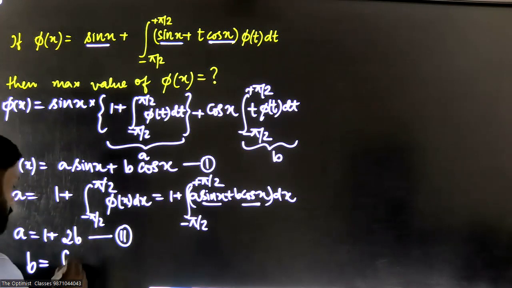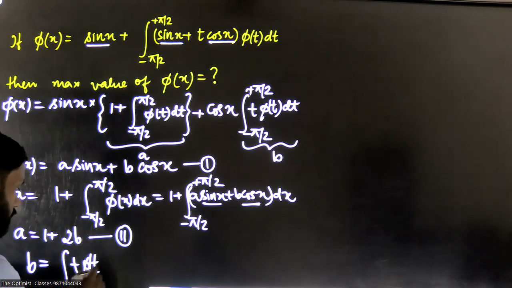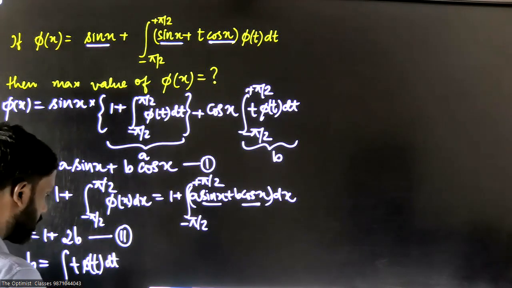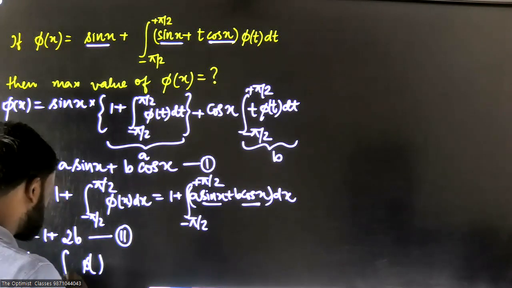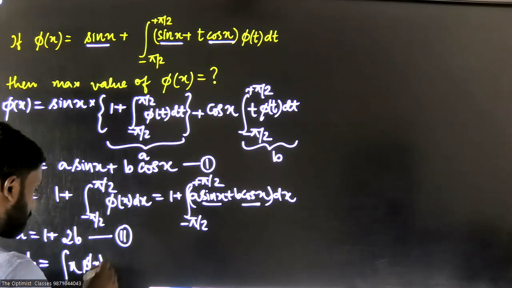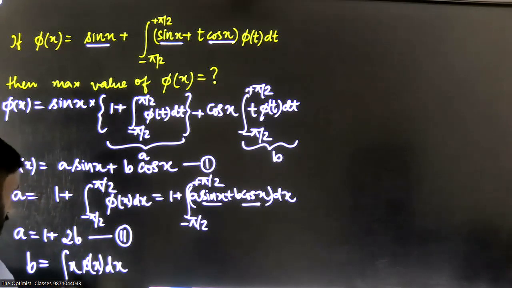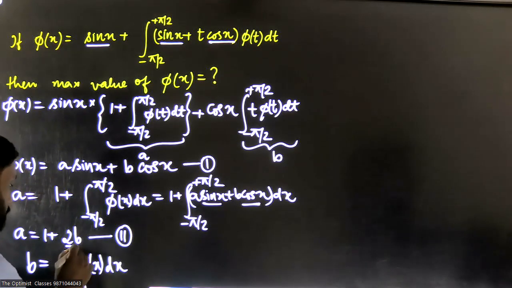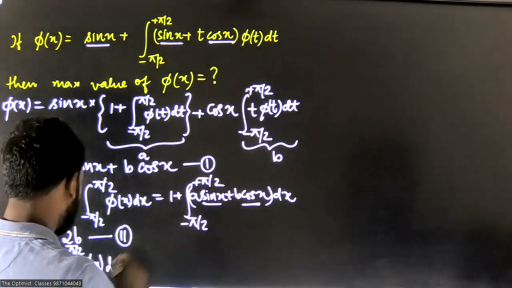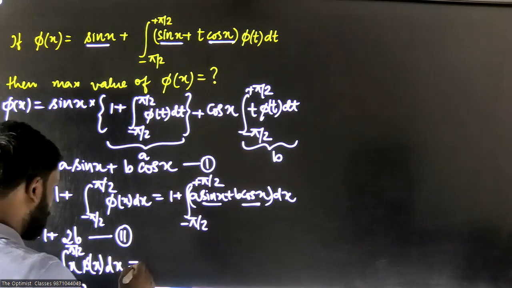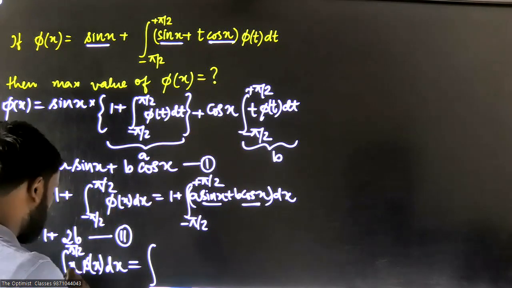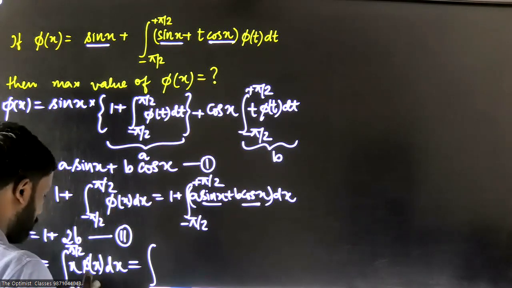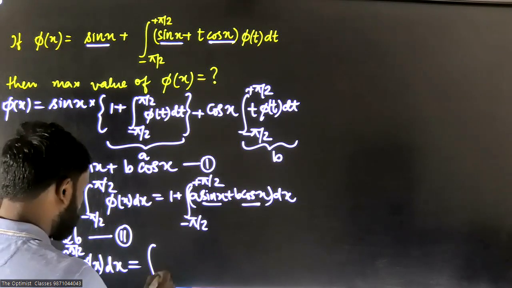Now let's evaluate this constant b. So b is equal to the integral of t phi of t dt. Again, what I'll do is in place of t I'll write x everywhere, so this is x and dx, from minus pi by 2 to plus pi by 2, because t is a dummy variable and in place of t we can write x. Now you see the integration variable is actually called a dummy variable, you can change that variable if you want. So this is from minus pi by 2 to plus pi by 2.